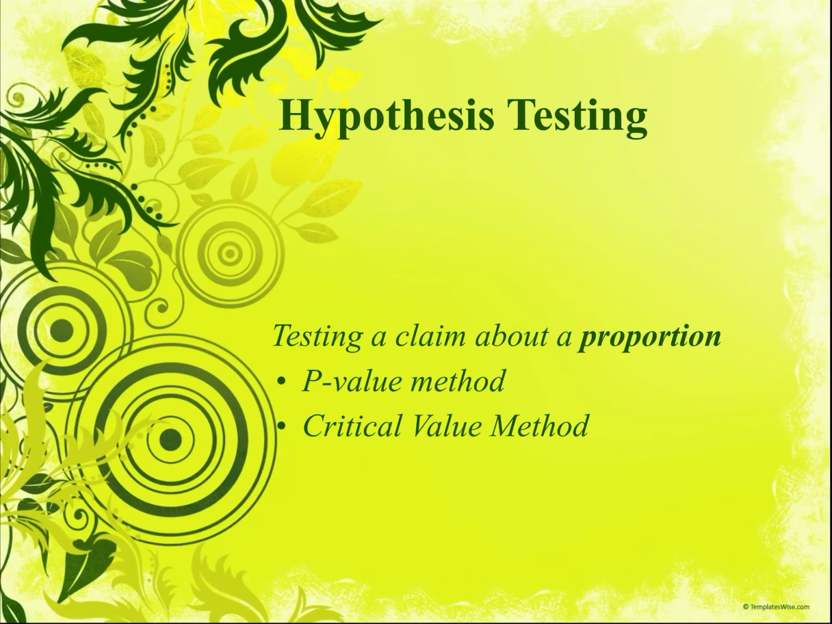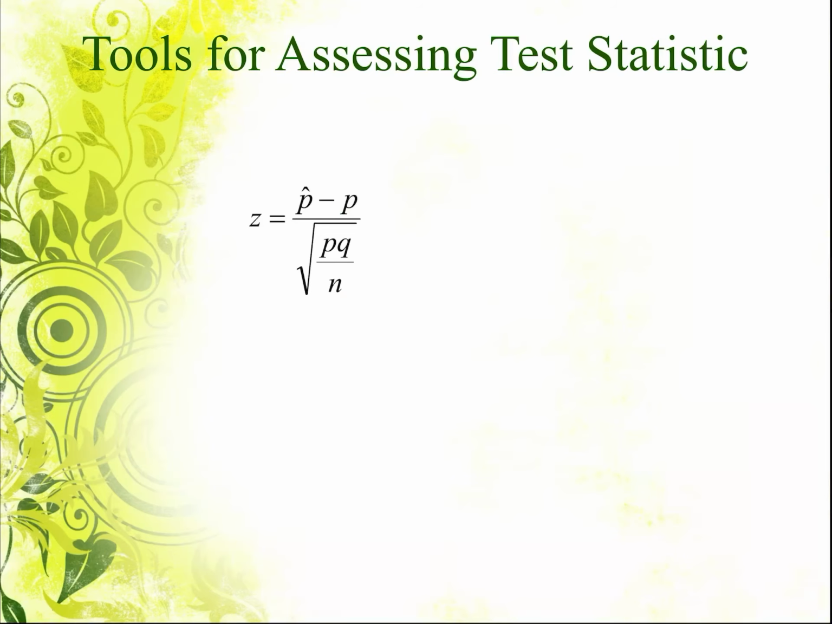In this video, we're going to continue our discussion of hypothesis testing. We're going to be testing claims about proportions in the first video, and in the following video, we'll be testing claims about means. The two methods that we're going to use to test these hypothesis claims are the p-value method and the critical value method. We discussed the basics of those in the previous video, but now we're going to do some more thorough examples.